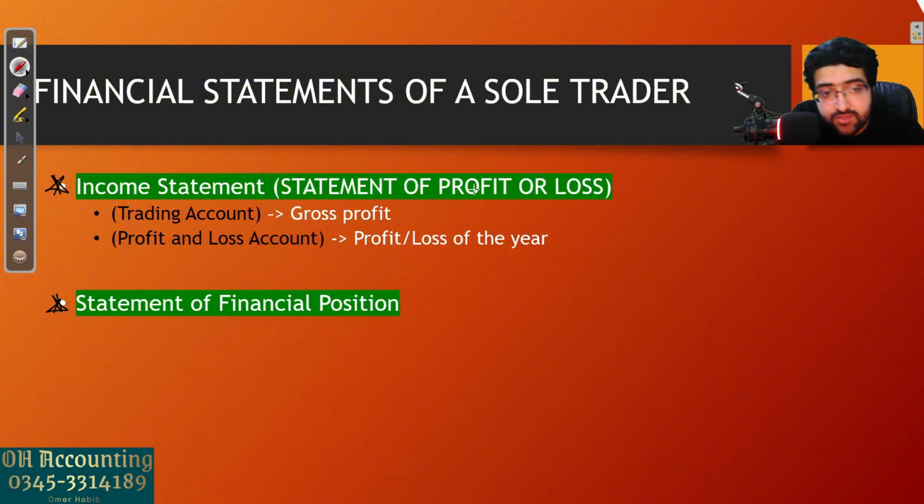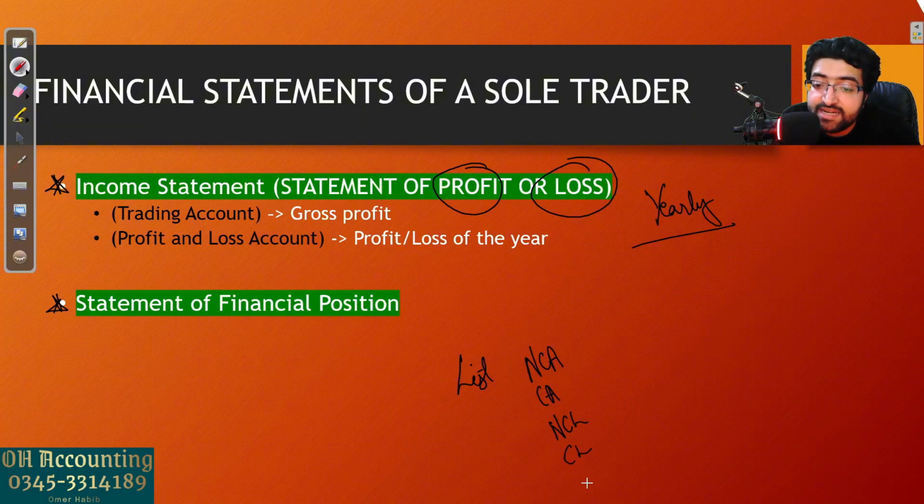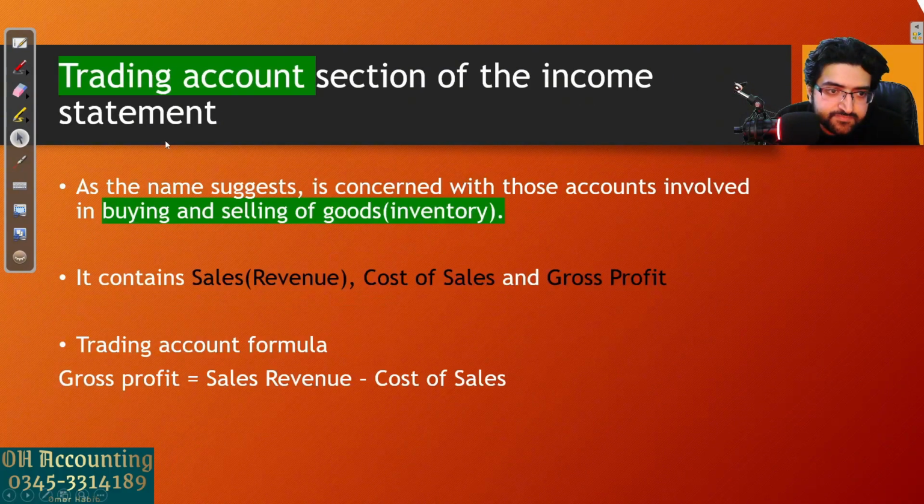The primary purpose of the income statement is to measure the profit or loss the business has made during this year. It is prepared yearly and only shows the figures relating to the current year. Current year's expenses, current year's incomes, current year's sales, and then current year's profit or loss. The statement of financial position is simply a list of all your non-current assets, non-current liabilities, current liabilities, and capital. It is a list on a specific day. So let's move on and continue with these statements.